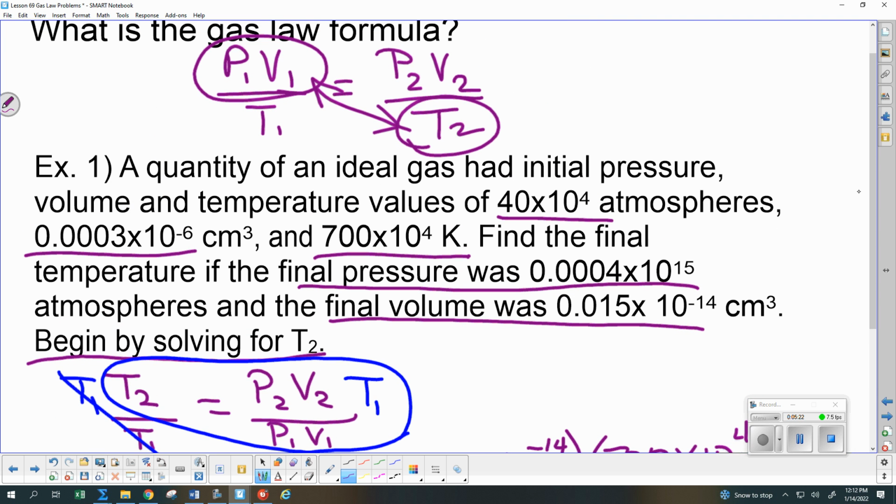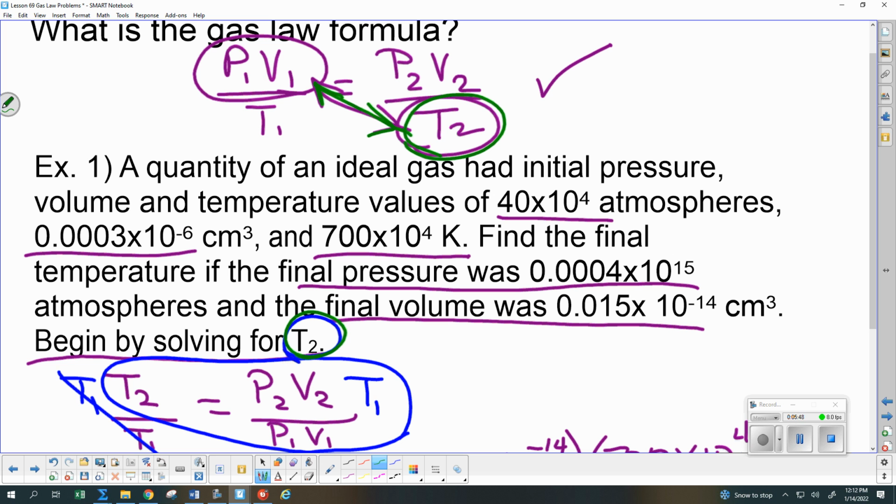Okay, so up here is the formula the way we memorize it. We are trying to find T2 for this problem. Because T2 is in a denominator, if I want a formula that says T2 equals, I've got to get it out of the denominator. The easiest way to do that is to switch along a diagonal.